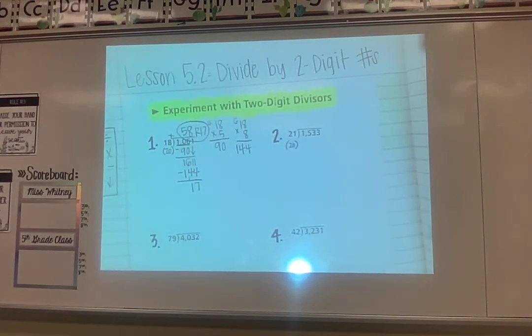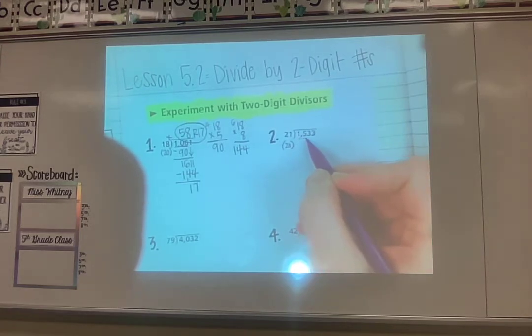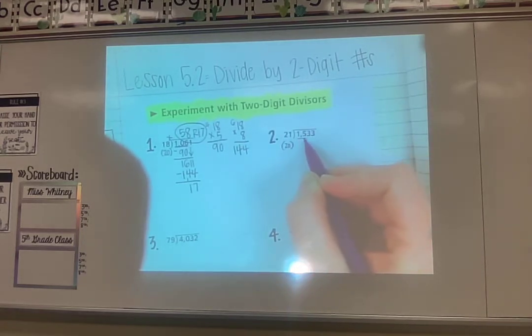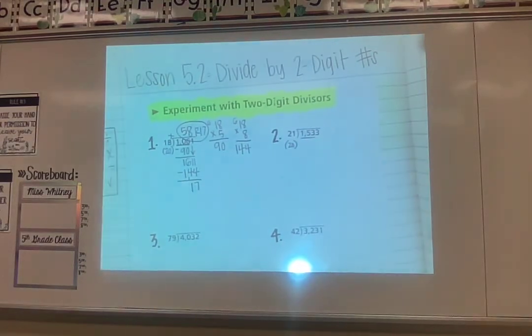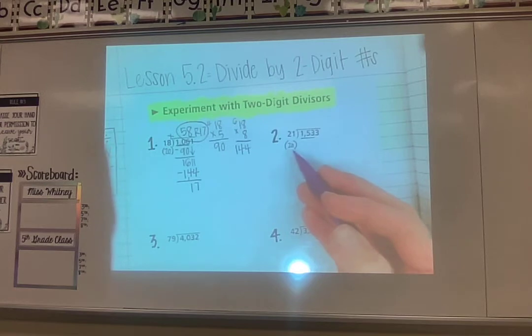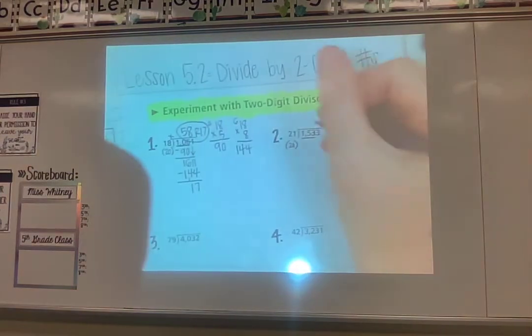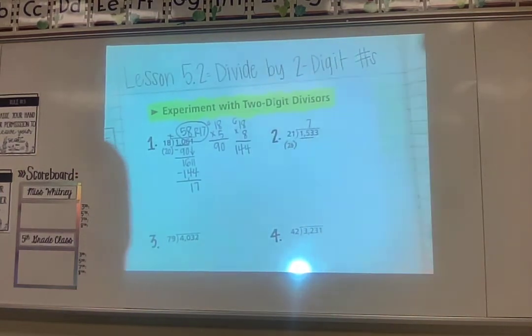Then I have to see where I can start. So is 20 going to fit into 1? No. What about 15? Nope. So 153. So we're thinking about it like a 20. About how many 20s are going to fit into 153? Well, 20, 40, 60, 80, 100, 120, 140. I have 7 fingers up, so it must be a 7. That's what I think. So I'm going to put a 7 up there.